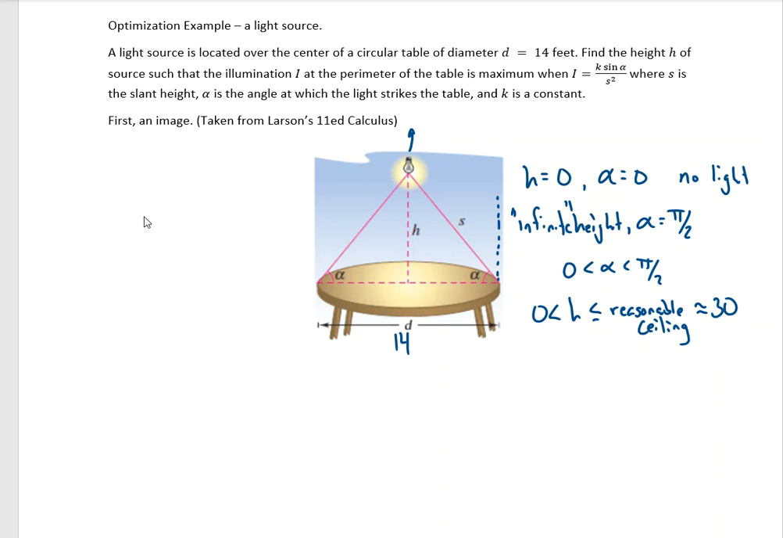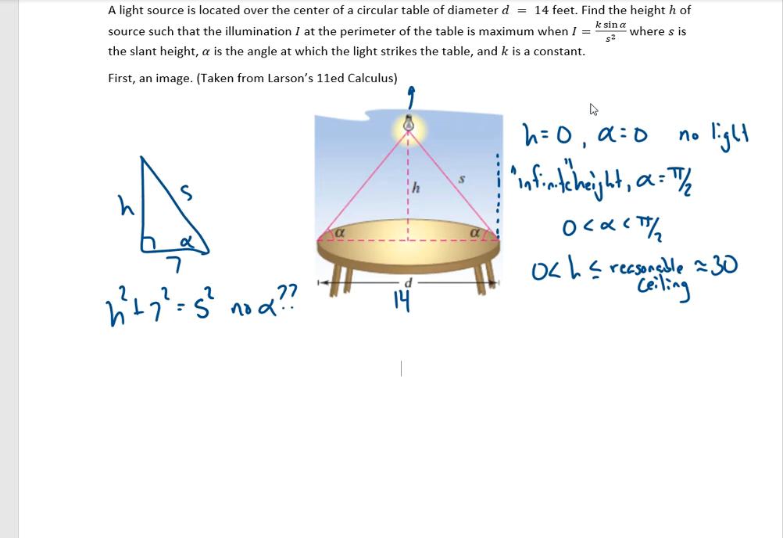I also see a nice little Pythagorean triangle here, a right angle, the height, the slant, half of my table length is 7, and I have an alpha. This leads me to h squared plus 7 squared equals slant squared, but there's no alpha involved, so it's probably not going to be Pythagoras. Instead, what else do we know? When in doubt, use trig. I equals k times the sine of alpha over s squared. As soon as I looked at the formula and saw sine of alpha, I should have said, think trig, but for some reason I didn't.